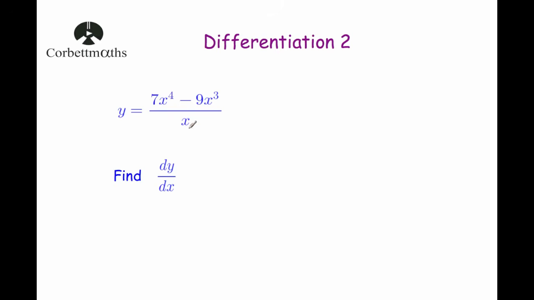Okay, and our last question, we've been given y equals 7x to the power of 4 minus 9x cubed over x. Now in this question, because we've got the big divide by sign, we just need to divide both terms by x, and then we can differentiate. So we're going to write y equals 7x to the power of 4 divided by x would be 7x cubed. Remember, this is x to the 1, and when we divide, we take away the powers, so 4 take away 1 would be cubed, and then subtract 9x cubed divided by x would be 9x squared. Now that's what y is.